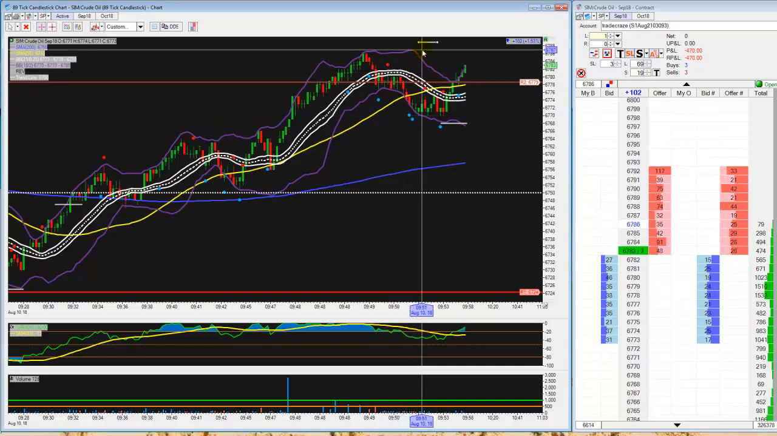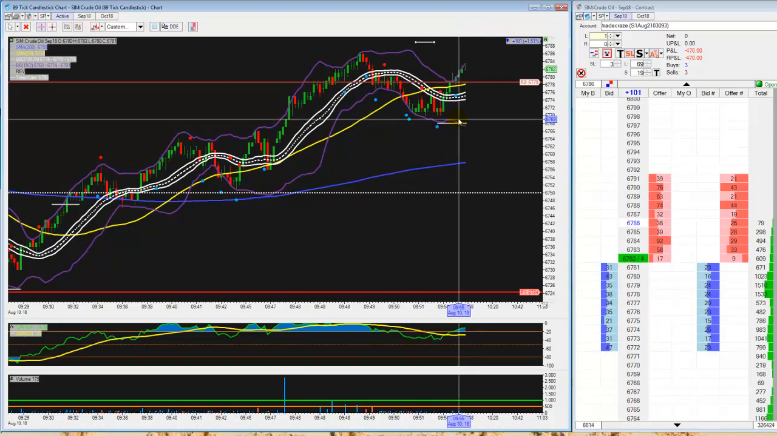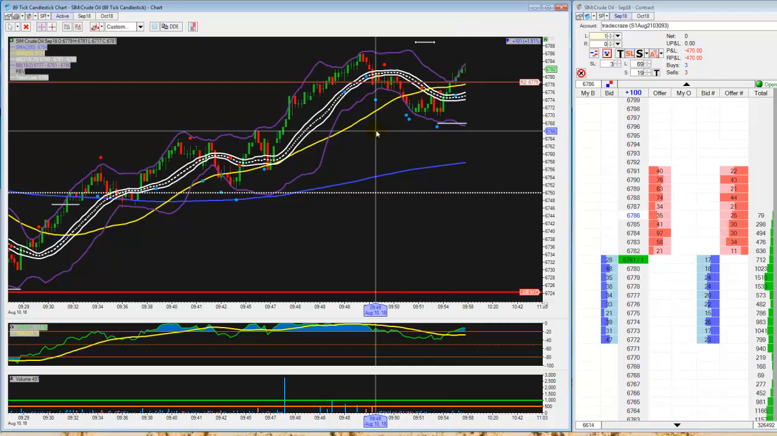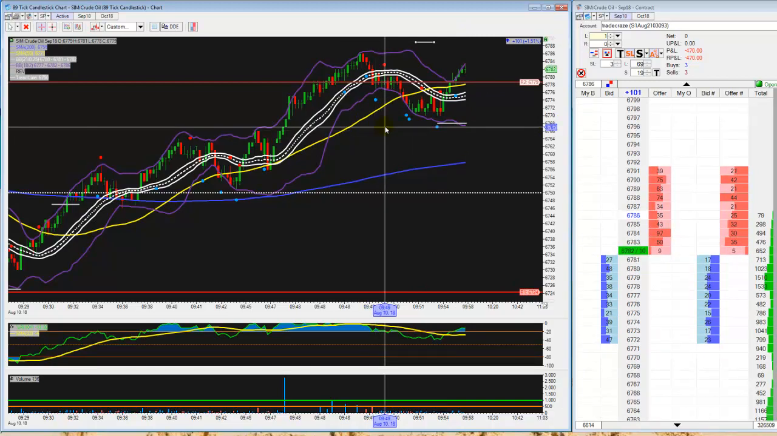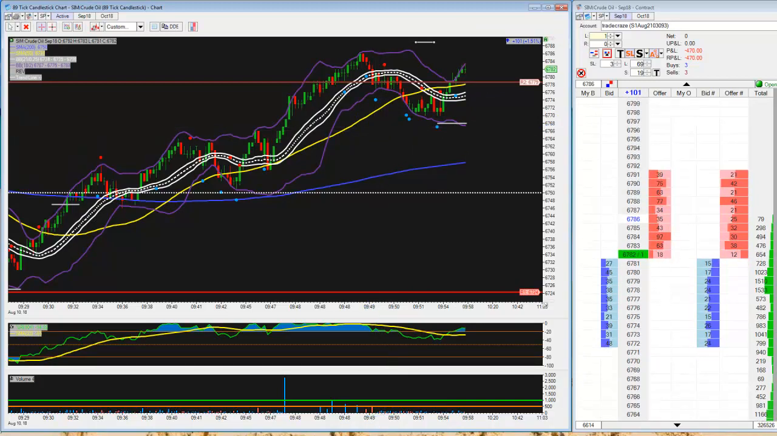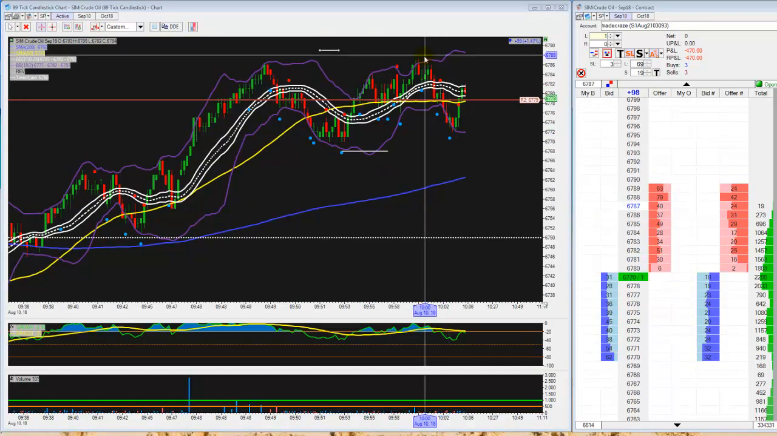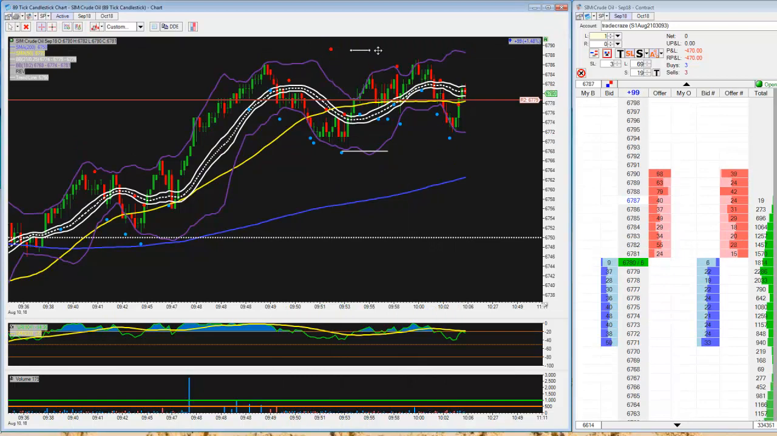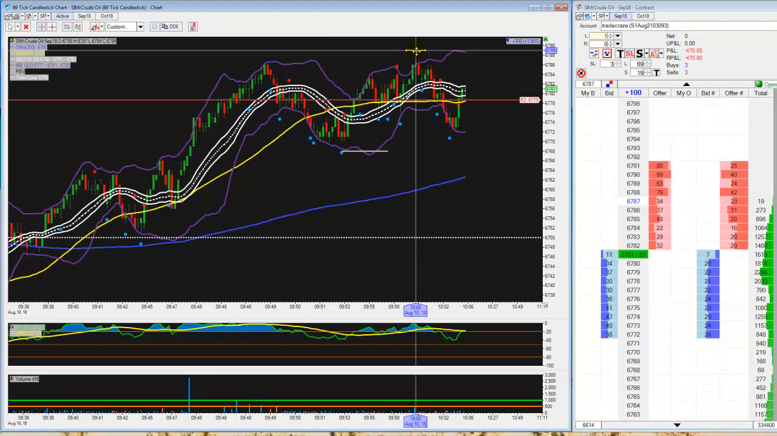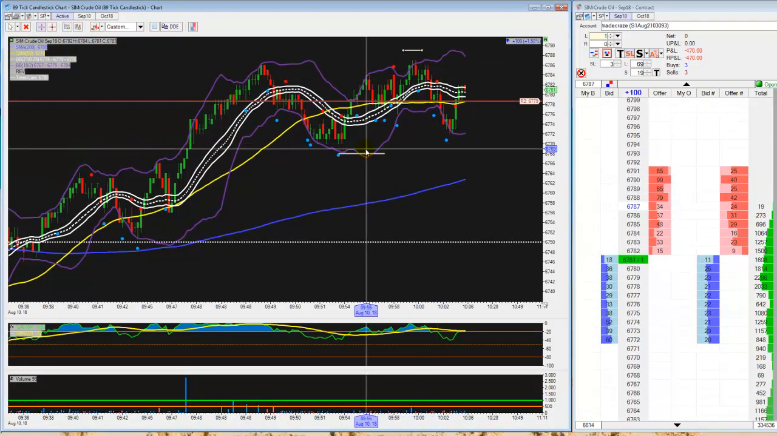Of course, if it runs up here, then this entry point's no longer valid. So I'm going to pause and we'll keep looking. Okay, so neither one has been entered yet. This is fairly close to here, so we'll keep this entry point on the table.